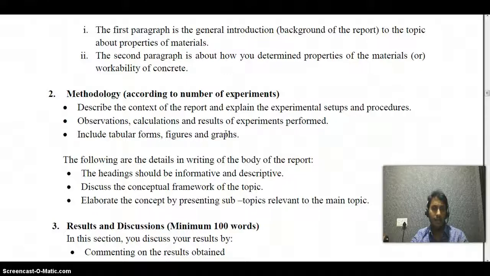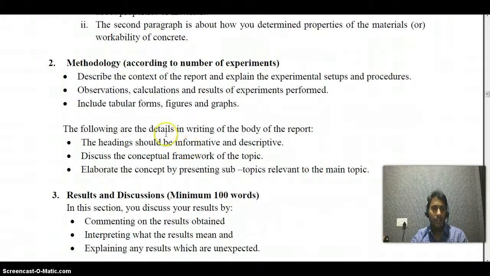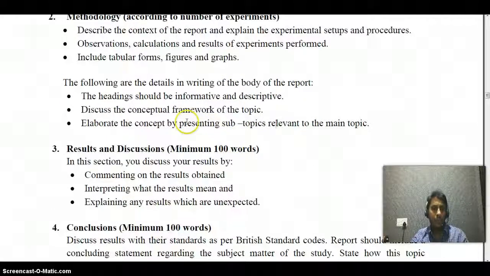So this is the way which you can follow for the methodology. The following are the details. The heading should be informative, discuss the conceptual framework, subtopics. As 2 is the main topic, 2.1, experiment 1, 2.1.1, 2.1.2. These are all subtopics, okay? Now coming to discussions, results and discussions.